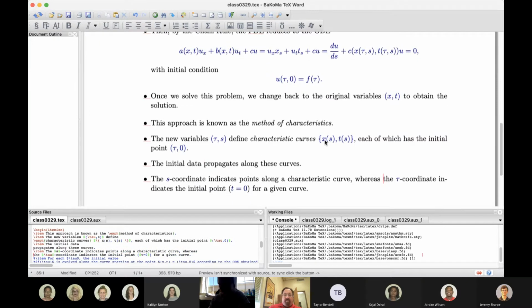So the meaning of these new variables, tau and s, is the s coordinate indicates a point along a curve. So each characteristic curve is parameterized by s. The tau coordinate indicates the initial point for each curve. So each curve corresponds to a particular value of tau, because that's where it begins along the x-axis. And as time moves forward, these curves are defined in terms of a parameter s.